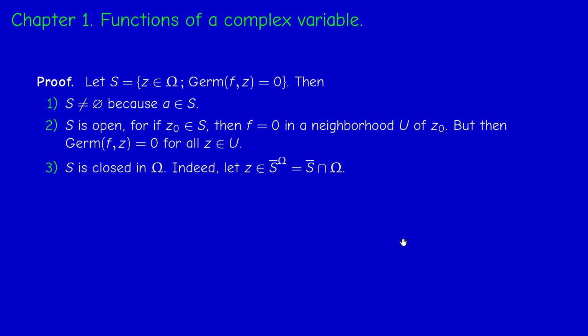How do I prove that a set is closed? One way is to prove that it's equal to its closure, but here I have to take the relative closure in omega, which we can prove is equal to the closure of S in C, which is bigger, intersected with omega. Okay? So I have to prove that the closure of S in omega is contained in S, right? Because the reverse inclusion is of course true. So I take a point in the closure and I prove that it's in the set. Okay, so take Z in the closure.